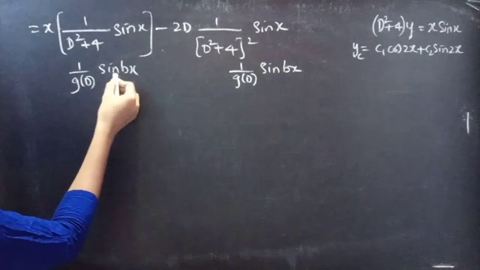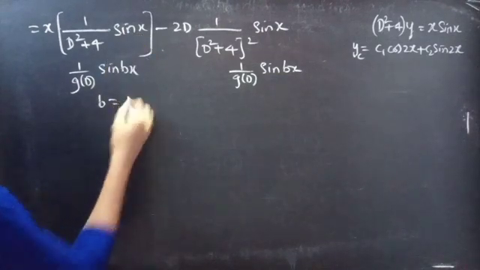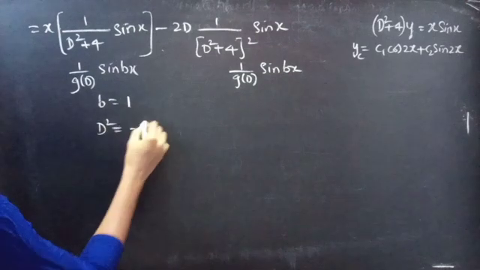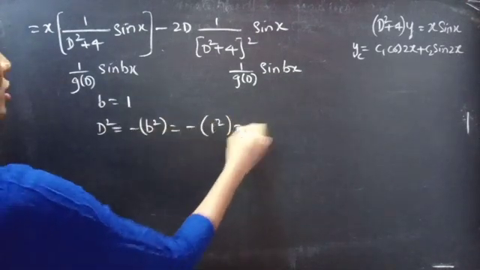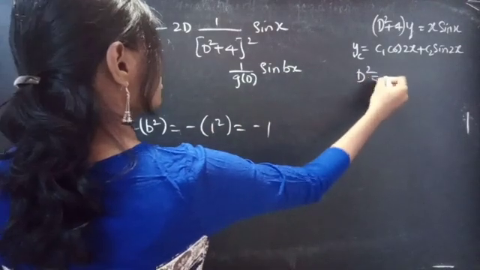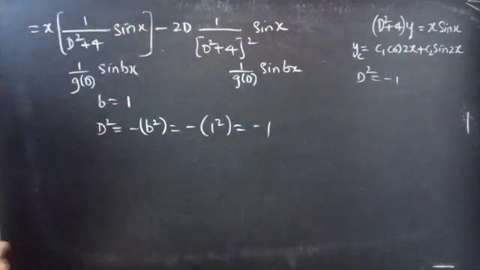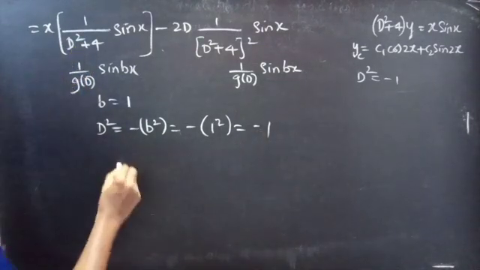Now, compare sin x with sin bx. For b equals to 1, we'll find d square, which is given by minus of b square, which equals minus of 1 square, which equals minus 1. So here, our d square is minus 1. Now let's see what happens if we replace d square with minus 1 in the denominator.